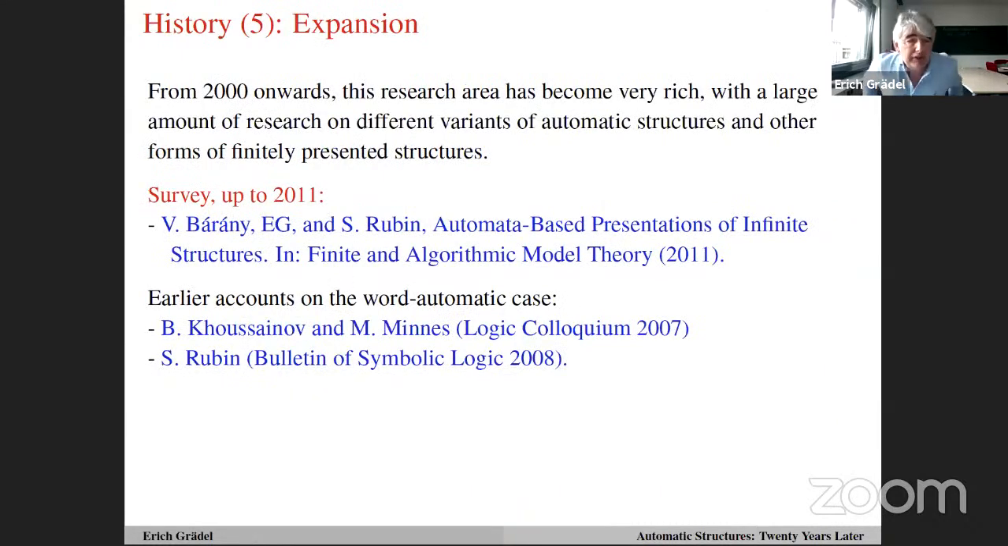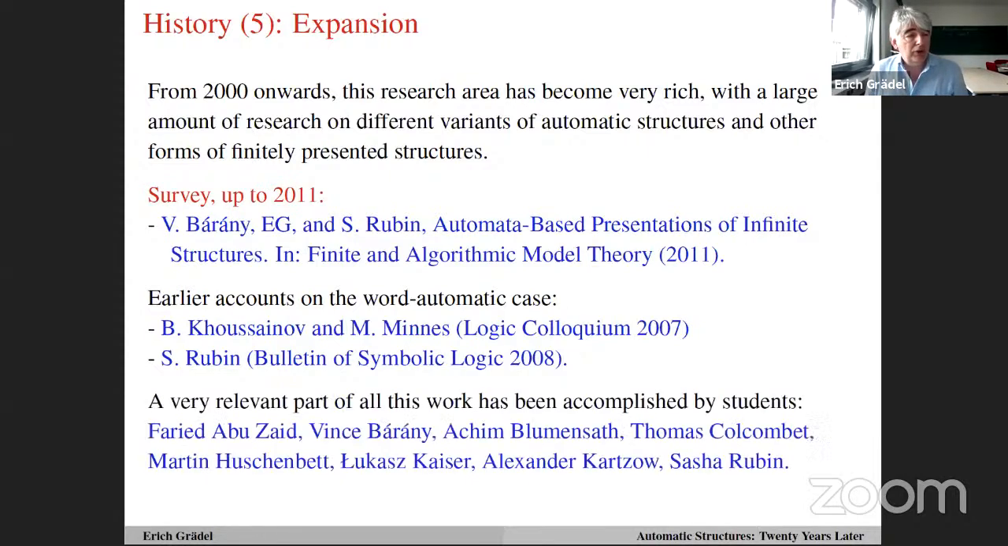After 2000, the field really expanded very much. The area has become very rich with a large amount of research on different variants of automatic structures. In fact, also quite a number of papers that have been published at LICS. We wrote a survey almost 10 years ago, not just on automatic structures, but also on other kinds of automata-based presentations of infinite structures. And there are also two earlier survey papers on the word automatic case, one by Khoussainov and Minnes in the tutorial at the Logic Colloquium, and a survey article by Sasha Rubin.